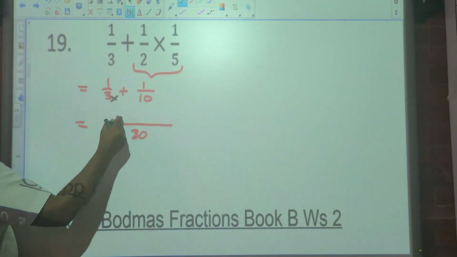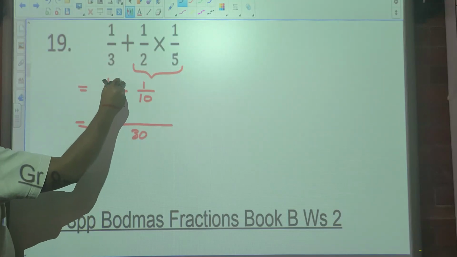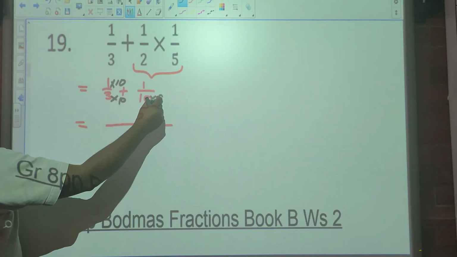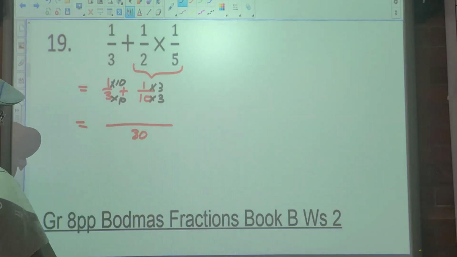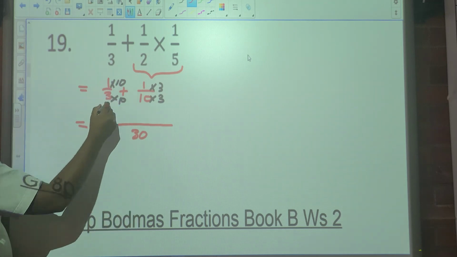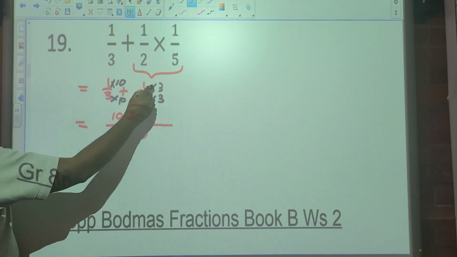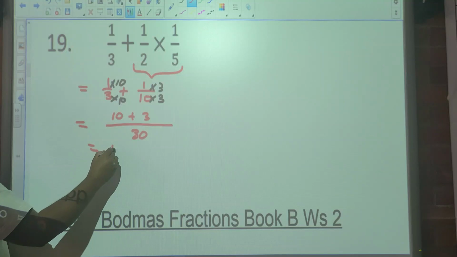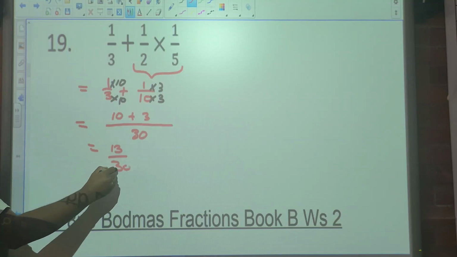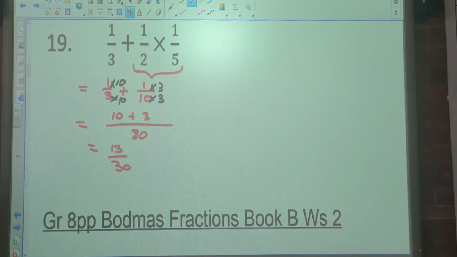So 3 multiplied by what is 30? 10 multiplied by what is 30? 3. So 1 multiplied by 10 is 10 plus 3. What's 10 plus 3? 13 over 30. Okay.